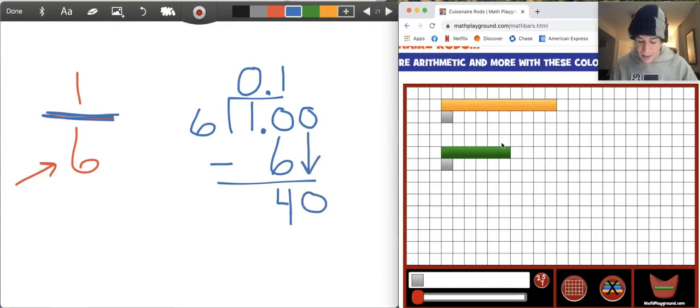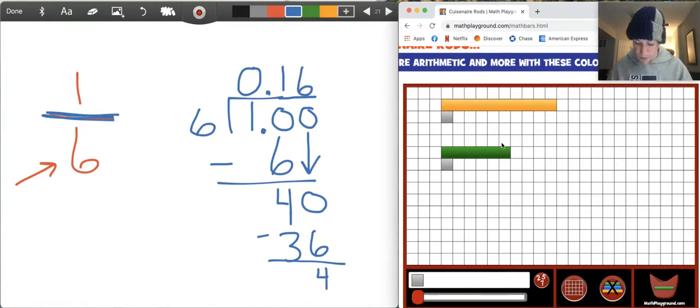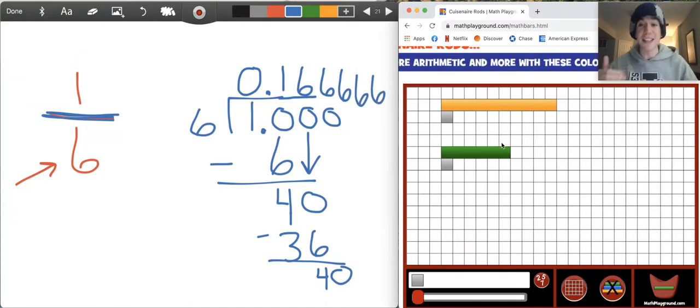Now, I need to know how many groups of 6 in 40. That's going to be 6. 6 times 6 is 36. And you're going to notice something happens here. 40 minus 36 is 4. If I bring down another 0, notice the same thing is going to happen. So what's going to happen here is we're just going to get repeated 6s like this. That's just going to continue happening. 0.1666666. Now, this is going to happen a lot when we're looking at fractions.